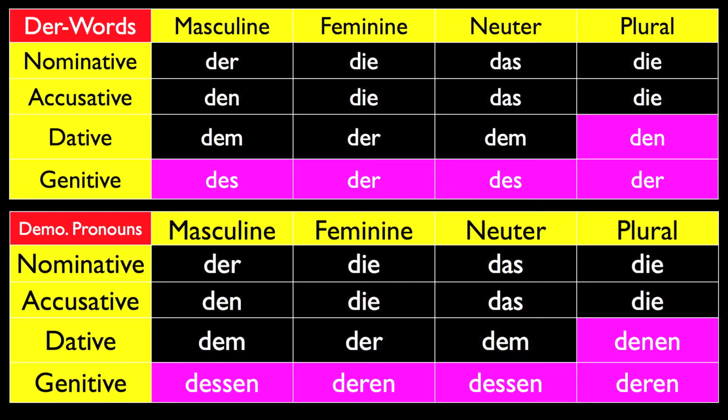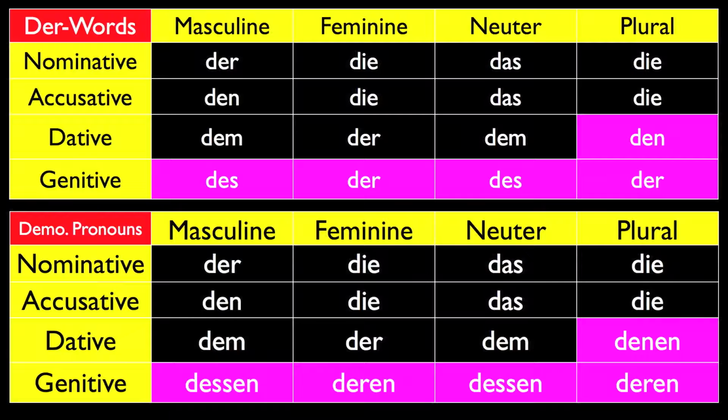The demonstrative pronouns are very similar to the der words, so, for comparison purposes, I've highlighted the ones that are different. The nominative and accusative cases are exactly the same as they are for the der words. They are der, die, das, die for the nominative case, and den, die, das, die for the accusative. In the dative case, the only thing that changes is that instead of den for the plural, we now have denen. The der words would be dem, der, dem, den. The dative, however, for the demonstrative pronouns would be dem, der, dem, denen.